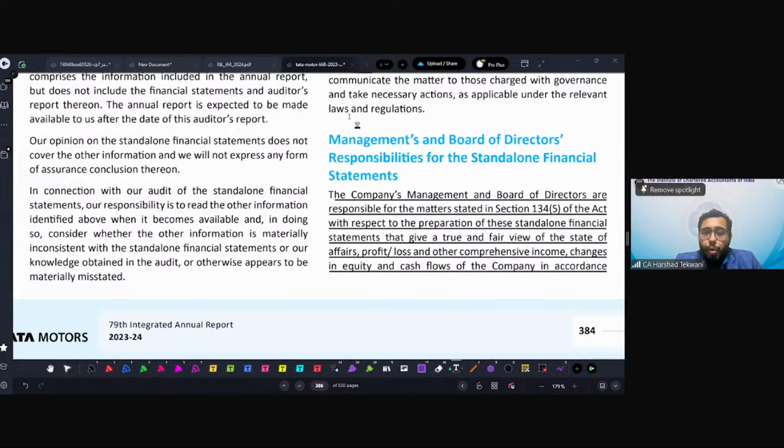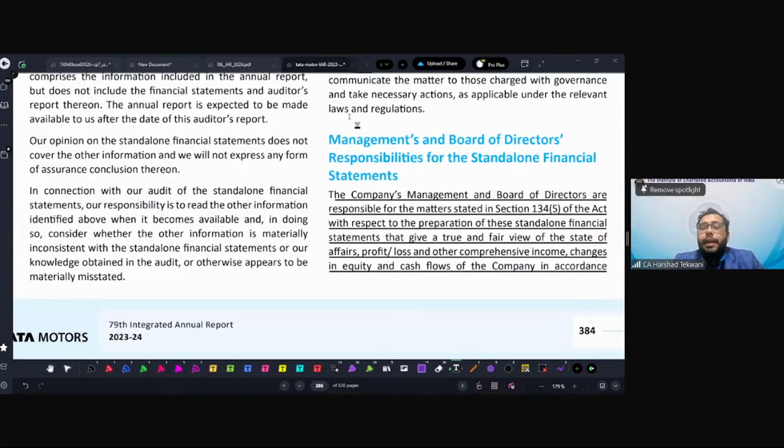Our opinion is not modified on the basis of this, but where he shows some matters related to it, if those matters are not material, is that why he wrote it like that? No.